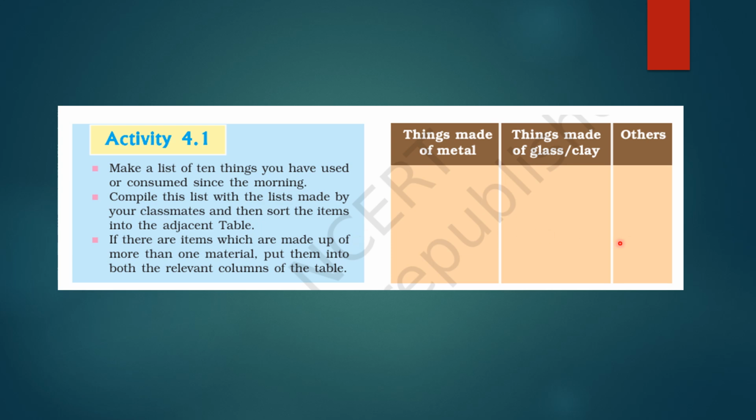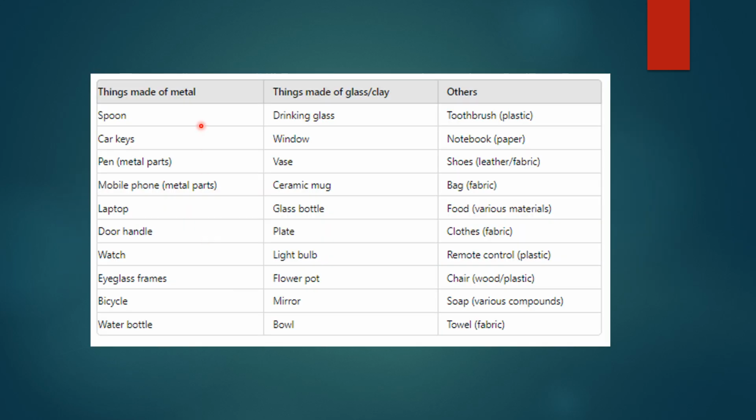Okay. If there are items which are made up of more than one material, then you can put them into both the relevant columns of the table. Okay. So these are some examples.